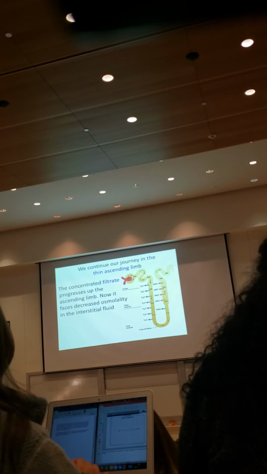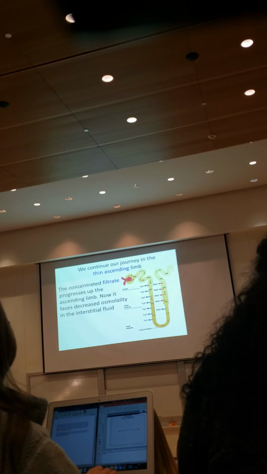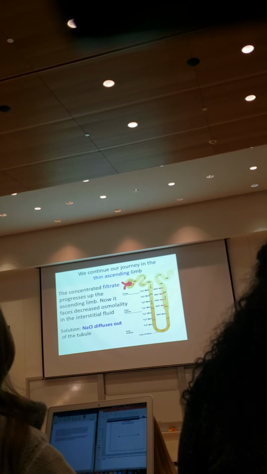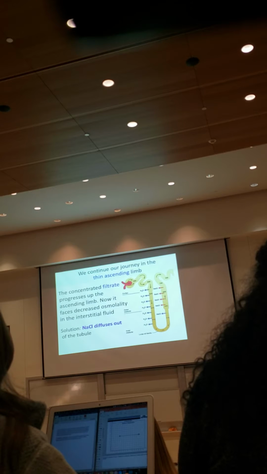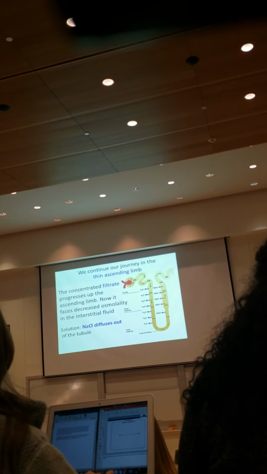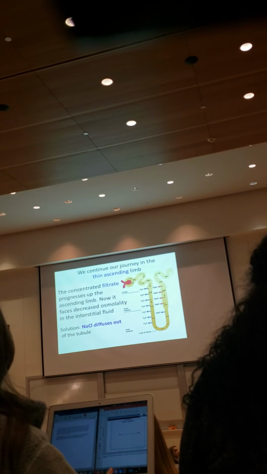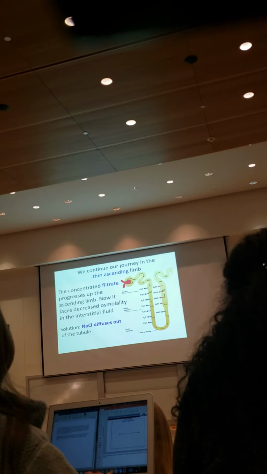The concentrated filtrate, please focus just on this blue arrow at this point. The concentrated filtrate progresses up the ascending limb. Now it faces a decreased osmolality in the interstitial fluid. And as a result, NaCl, it's actually going to be Na and Cl will follow. We're going to leave the tubule. So we're going to solve that gradient, right? We're going to make it more salty or not. We're not. Why? What's going to happen to those NaCl molecules?